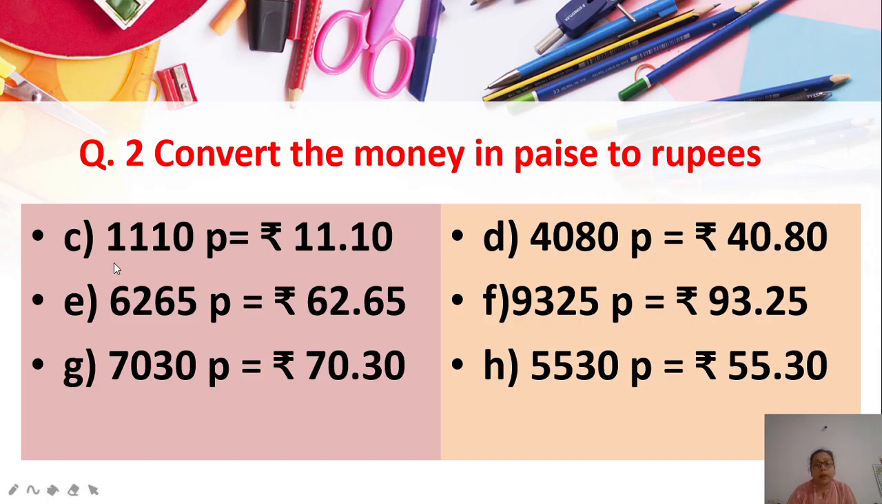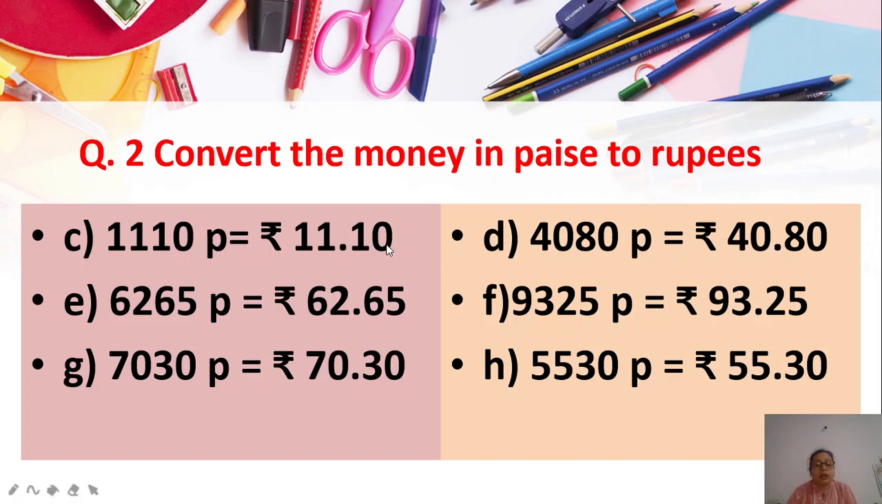Whenever we want to write the given paise in terms of rupees, the first step is we have to mention the rupees symbol. Okay. So we have written the rupees symbol here. Then whatever paise we have, we have to put one dot after two places. Okay.